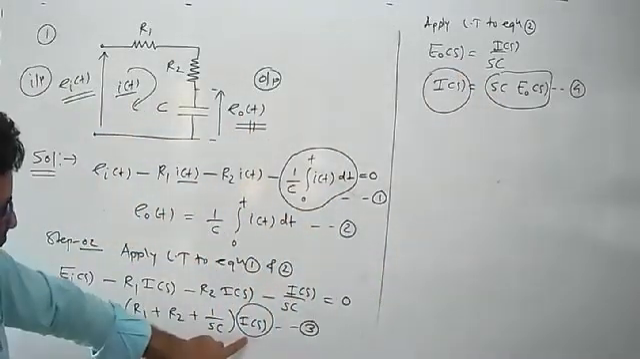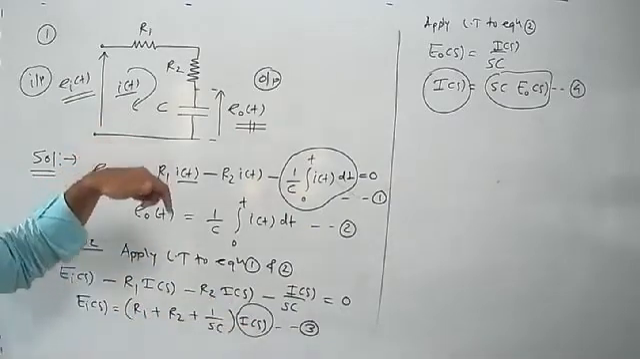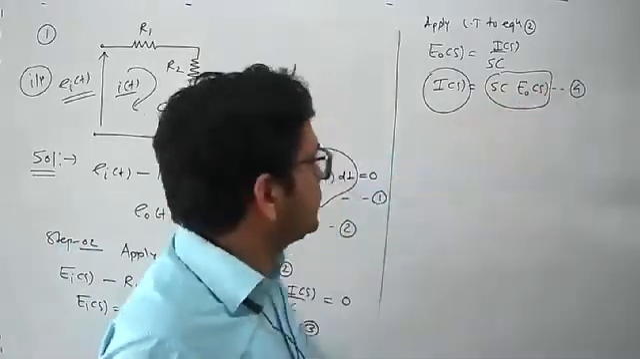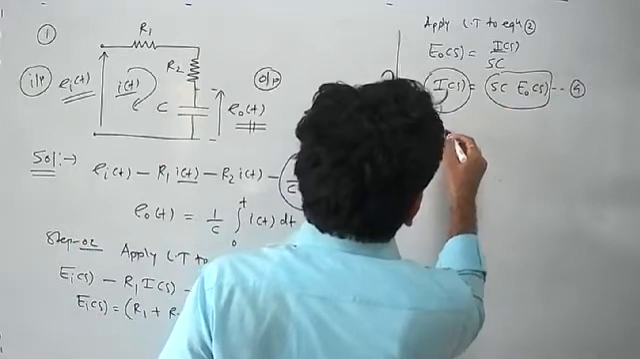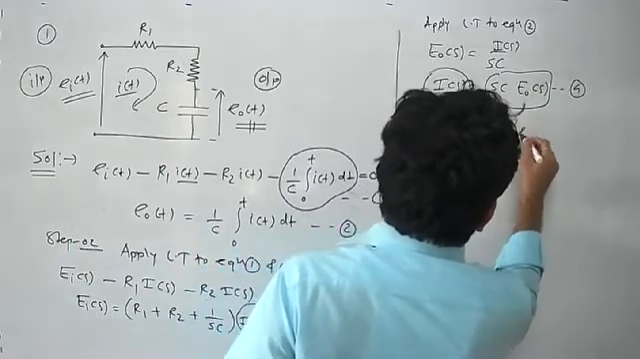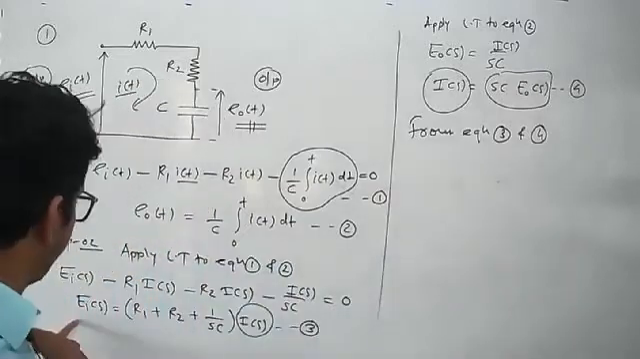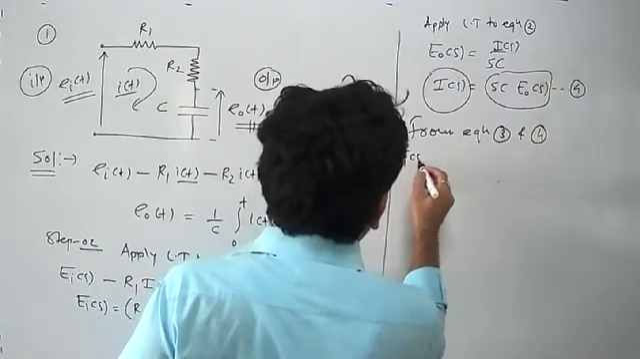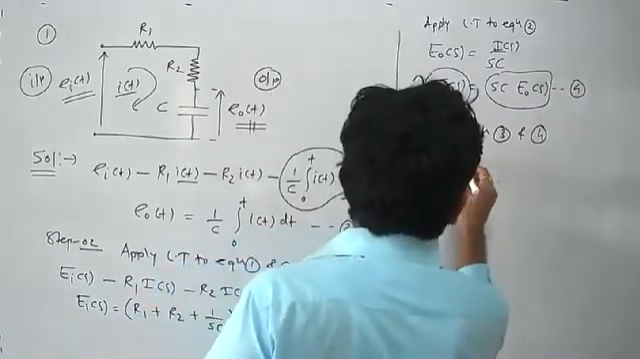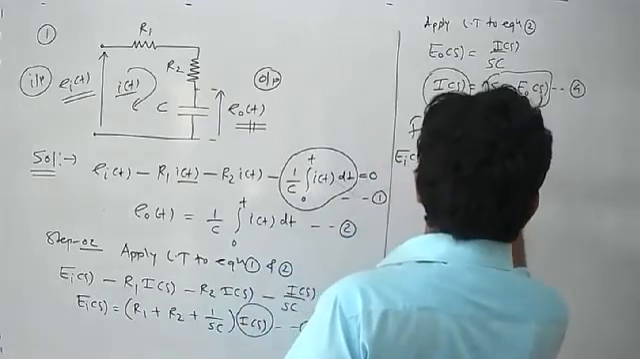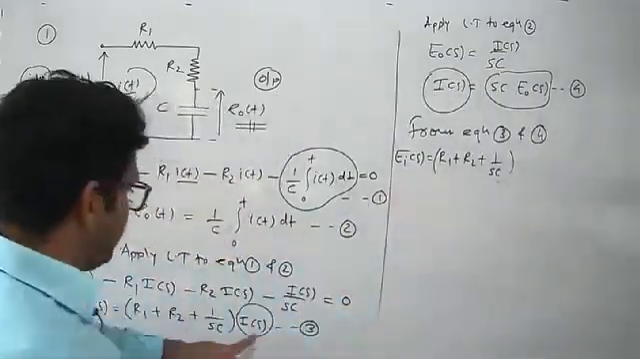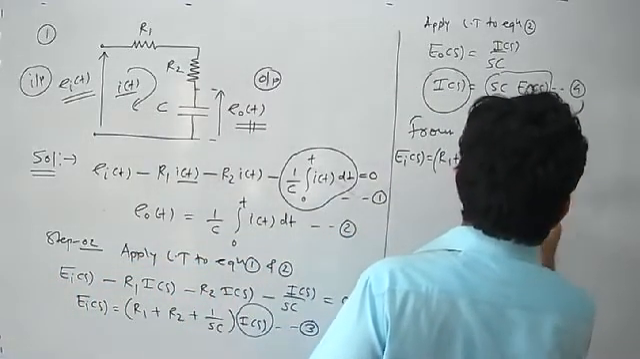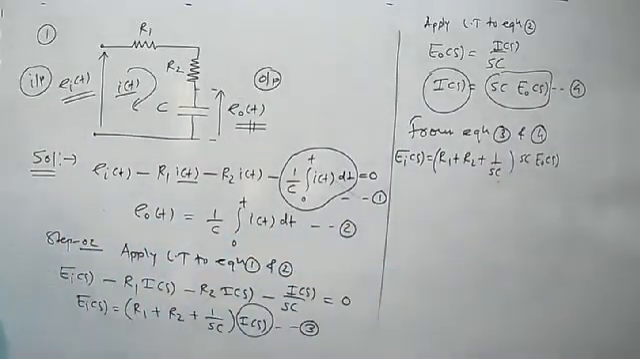So what we are going to do is replace this current I of S flowing through the circuit by this expression, which is S into C into output, which is nothing but E naught of S. So from equation 3 and 4, we can write EI of S, which is nothing but R1 plus R2 plus 1 upon SC multiplied by current, but current is nothing but S into C into E naught of S, which is very, very important.